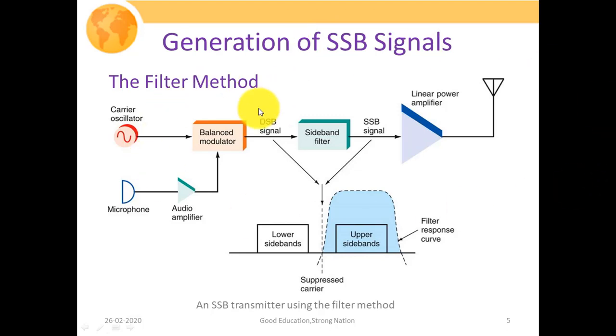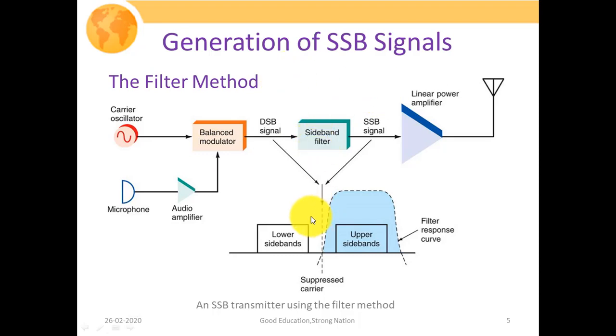So here is the block diagram of the filter method. We'll have a balanced modulator where we apply a carrier signal, and via a microphone we produce a speech signal through some audio amplifier. So at the balanced modulator we have two inputs. Number one is the carrier signal and the second one is the message signal. So the balanced modulator will generate a double sideband signal, as we have already discussed in our DSB-SC signal generation. Then that signal will pass through a sideband filter.